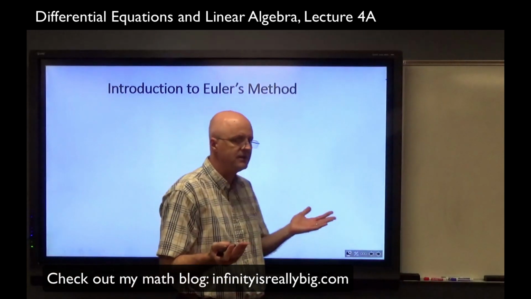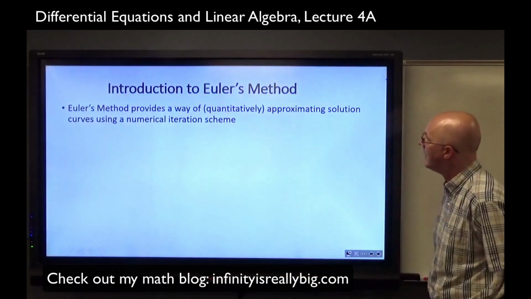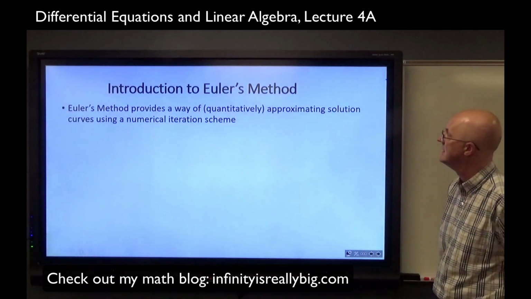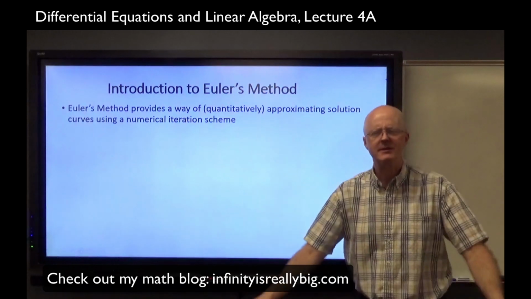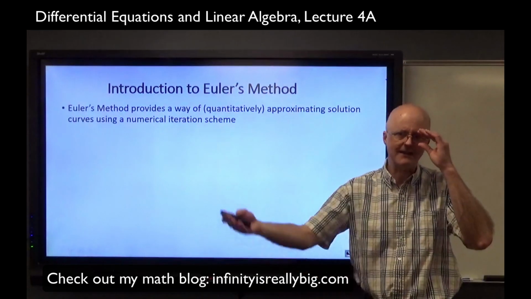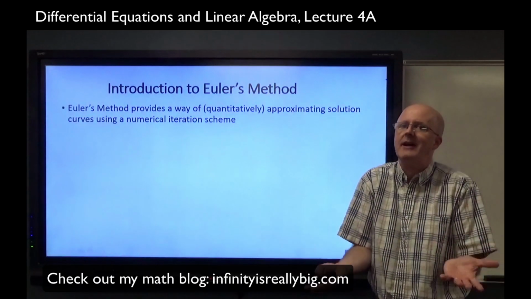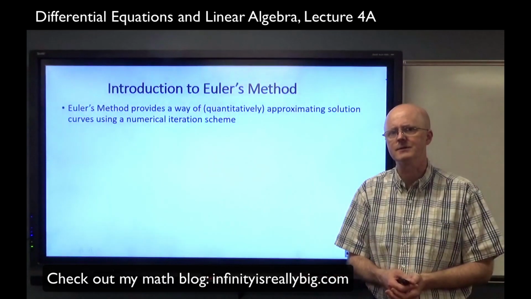We'll get into the details in the next 2 lectures. Here's the main idea, though. Euler's method provides a way of quantitatively approximating solution curves using what's called a numerical iteration scheme. Why would you need to do such a thing? Well, some differential equations, like that double pendulum, are so hard, so complicated, that we can't find formulas for the solutions. So we have to approximate the solutions.